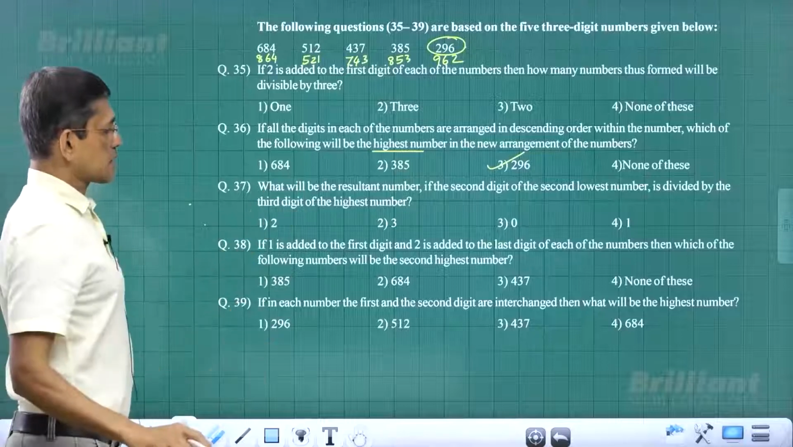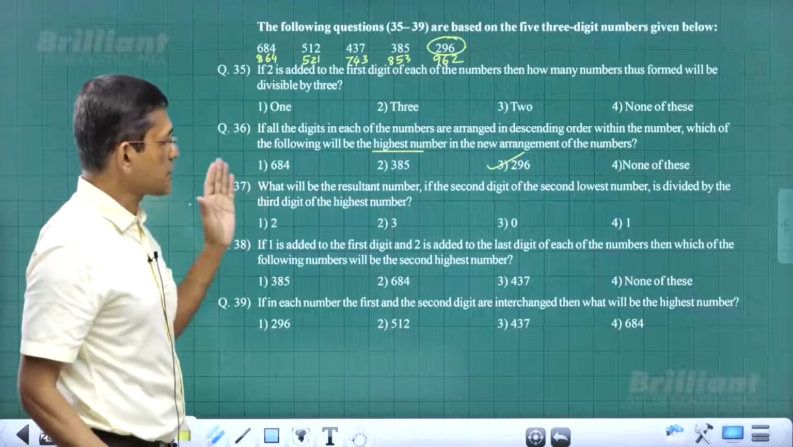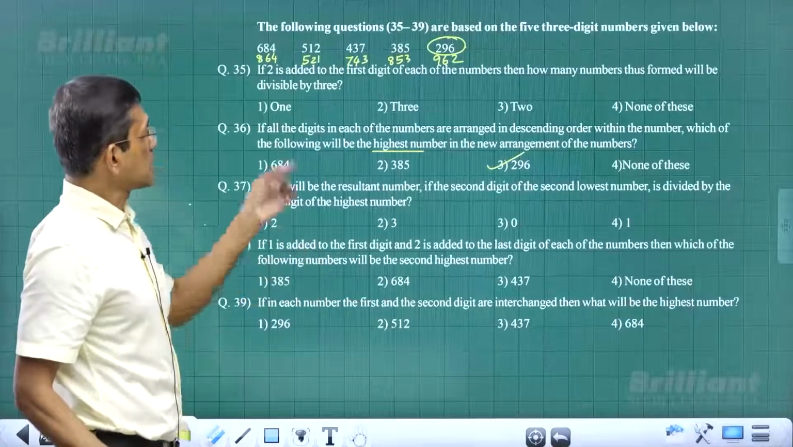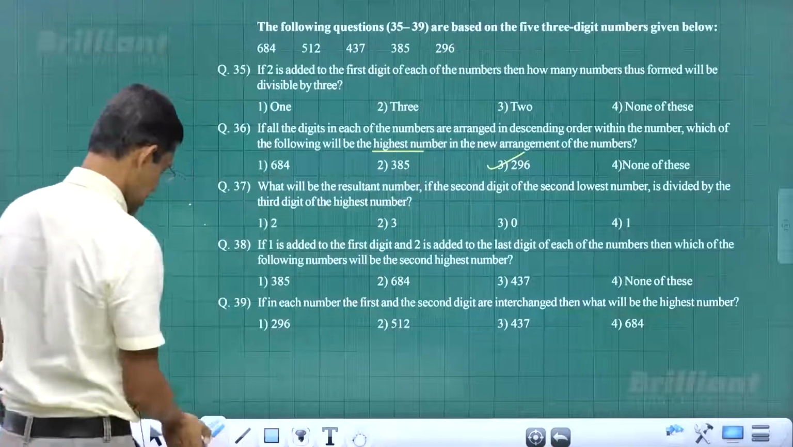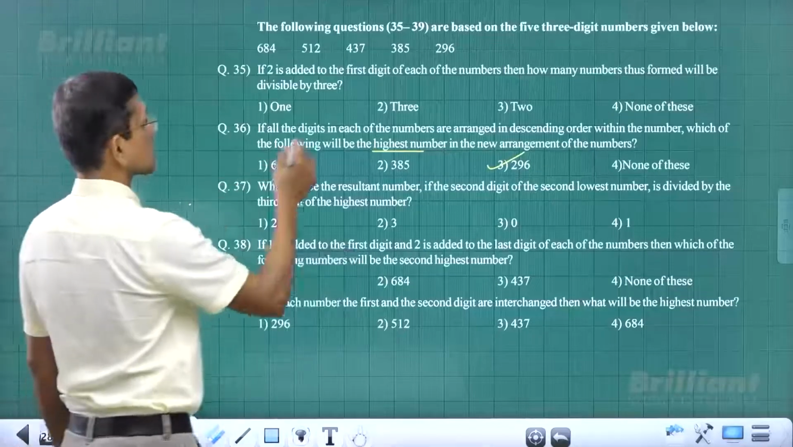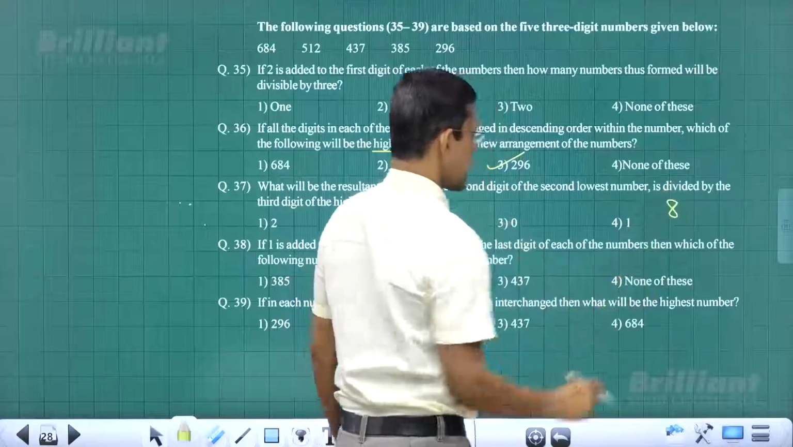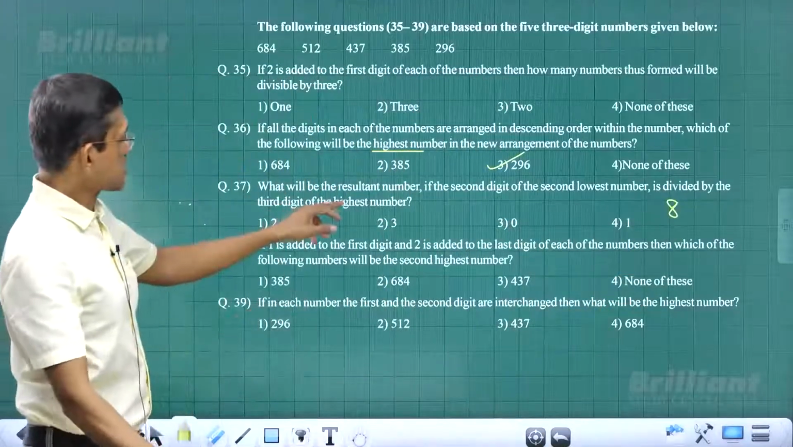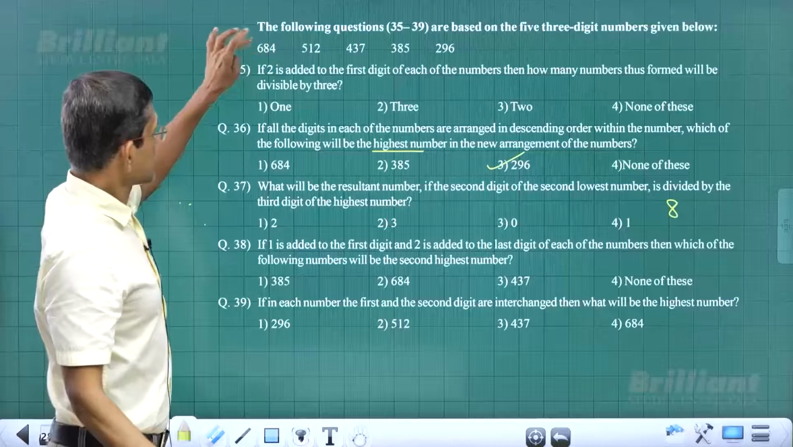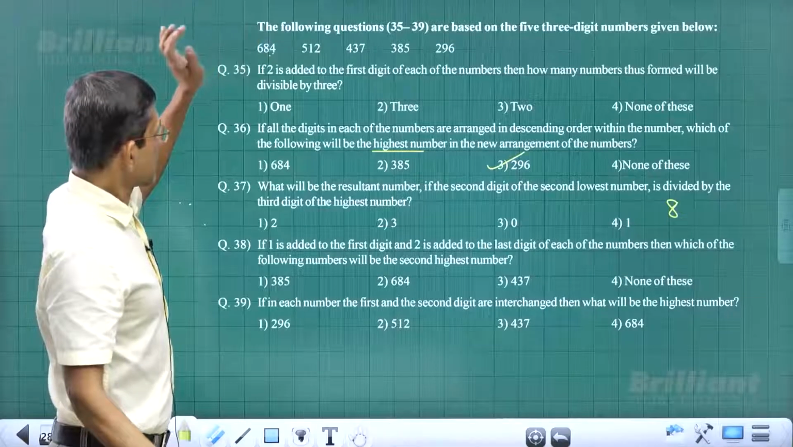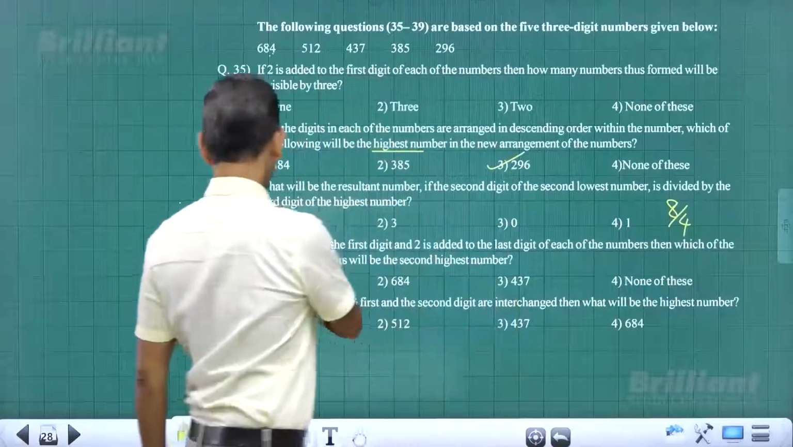Then question 36 asks: what will be the resultant number if the second digit of the second lowest number is divided by the third digit of the highest number? Which is the second lowest number? The second lowest number is 385. The second digit of that number is 8. Which is the highest number? 684. The third digit is 4. So 8 is divided by 4. The answer is 2.